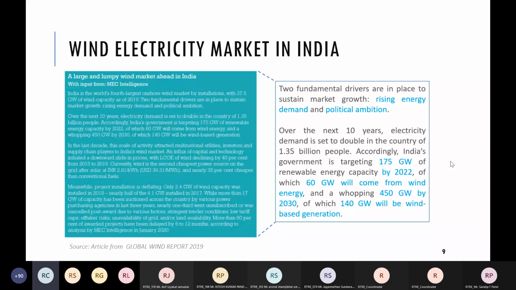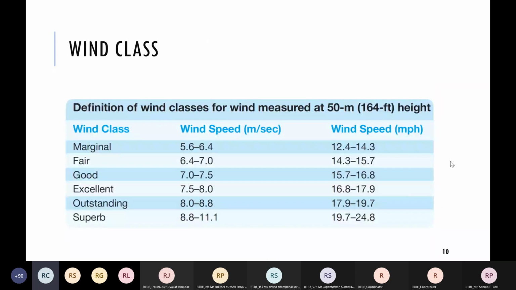Now, let's come back to our core topic, which is wind turbine aerodynamics. So first we need to understand the wind and its behavior.